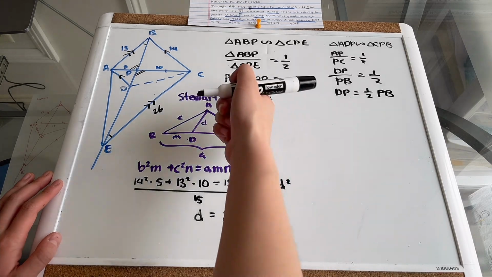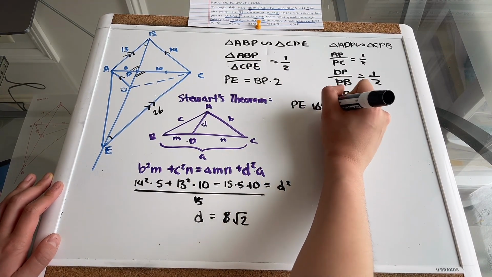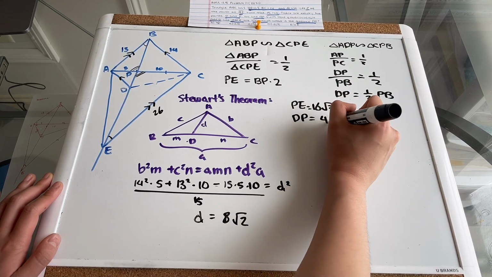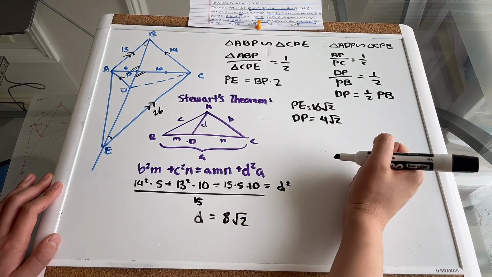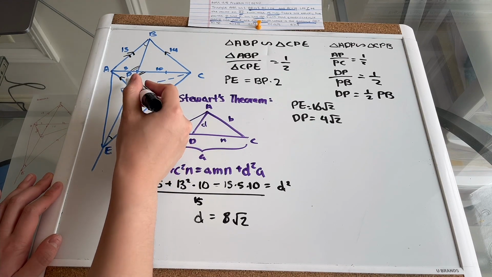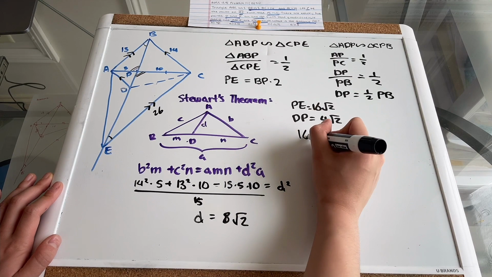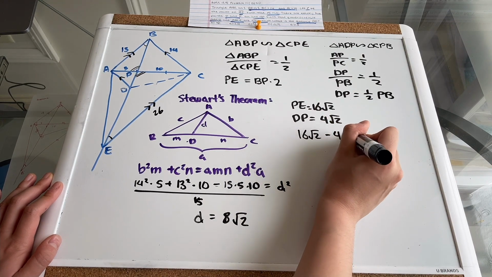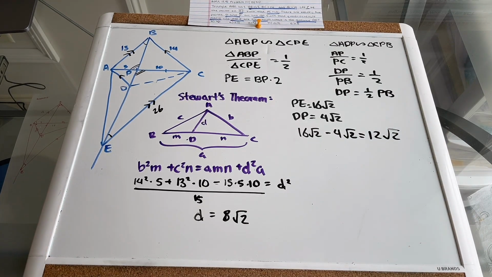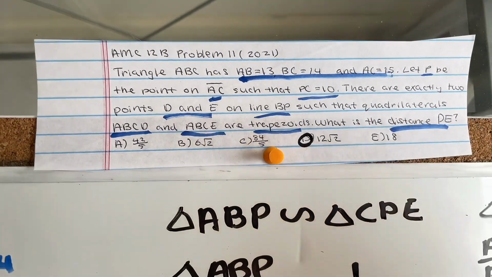Plugging this into PE, we get that PE is equal to 16 times the square root of 2, and that DP is equal to 4 times the square root of 2. Since we already know PE and DP, we can find DE by subtracting DP from PE. So 16 times the square root of 2 minus 4 times the square root of 2 gets us 12 times the square root of 2. And that is going to be your answer. Looking at the answer choices, we can see that the answer is D, 12 times the square root of 2.